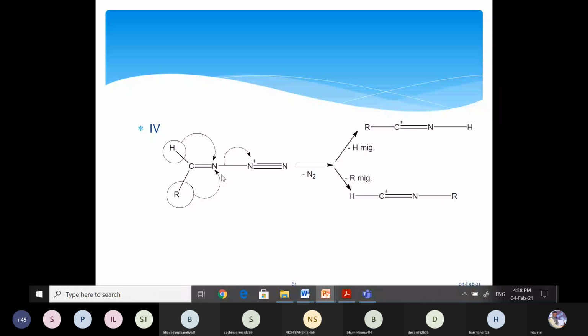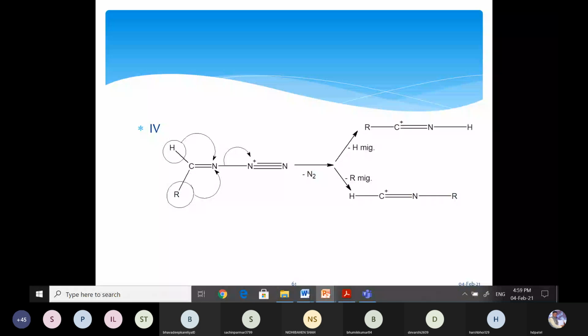Now here, by removal of N2 gas, this nitrogen becomes electron deficient. But here you can see two different groups are there. One is hydrogen, another is methyl. So which group will migrate, or on the basis of which migration will the major product form? As per the migratory aptitude principle, the group having higher electron donating tendency will migrate.